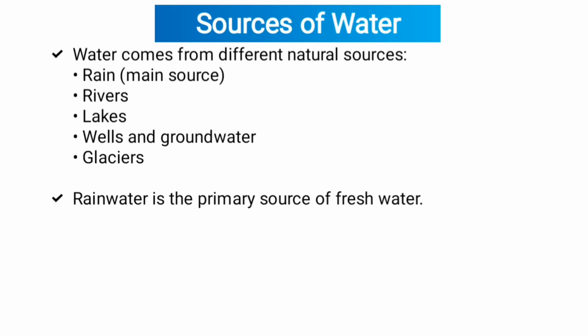Sources of water. Water comes from different natural sources like rain, the main source, rivers, lakes, wells, groundwater, and glaciers. Rainwater is a primary source of fresh water.